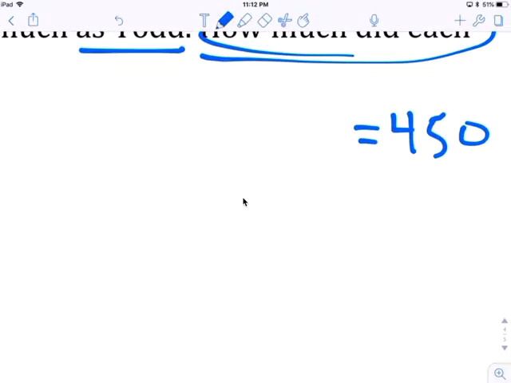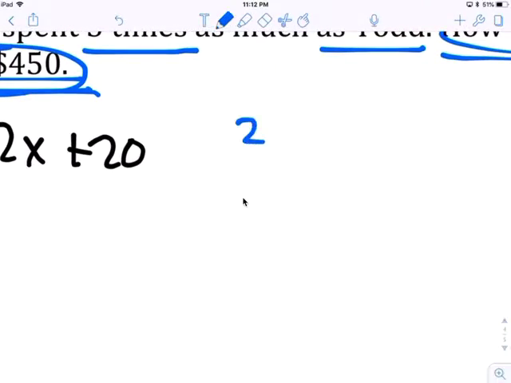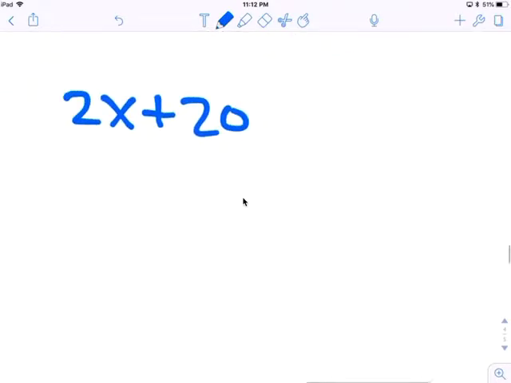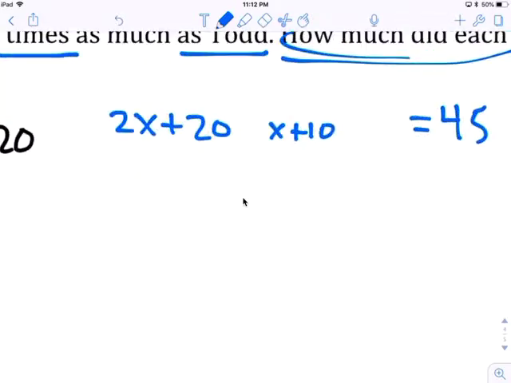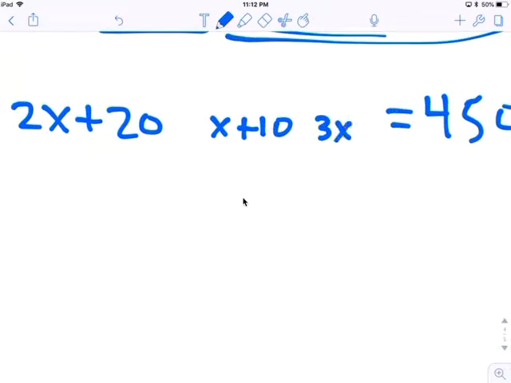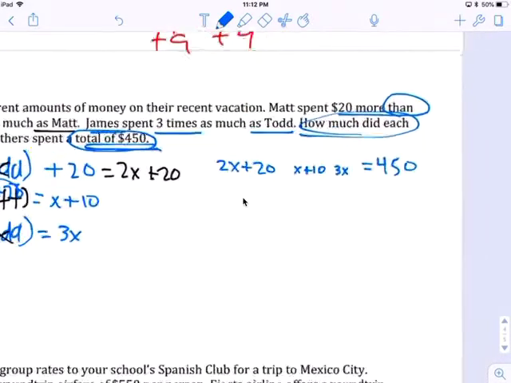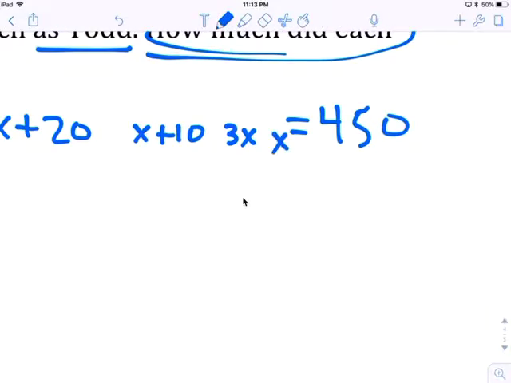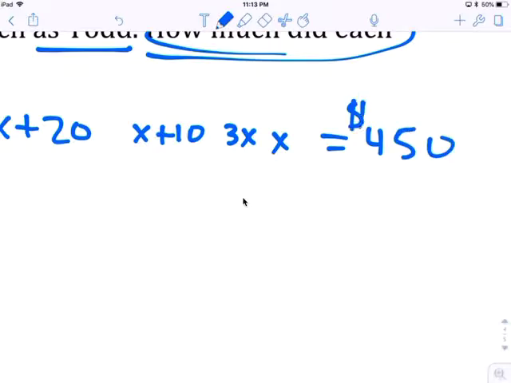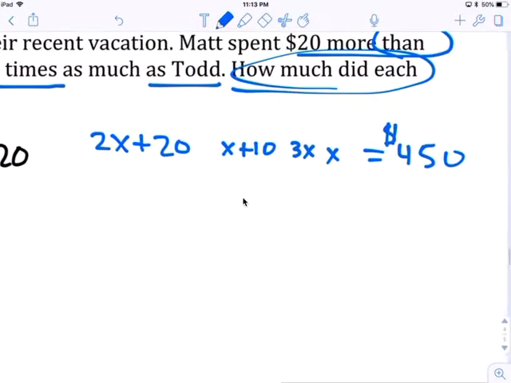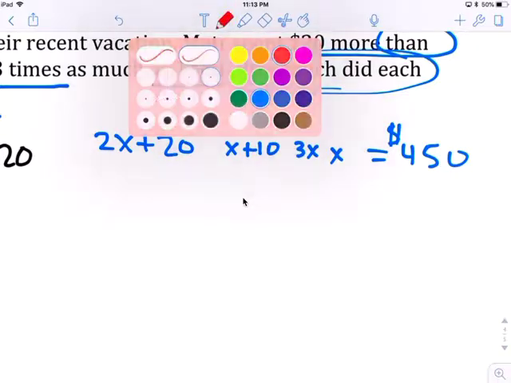First is 2X plus 20, right? 2X plus 20. The second one is X plus 10. The third one is 3X. The last one is just X. And all that equals $450. We want to know how much they spent. So add them all up.